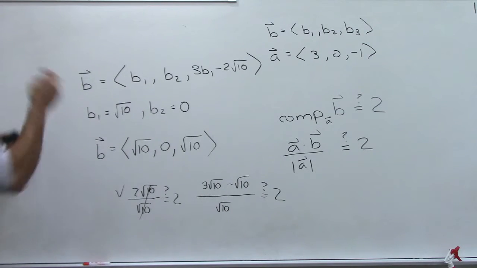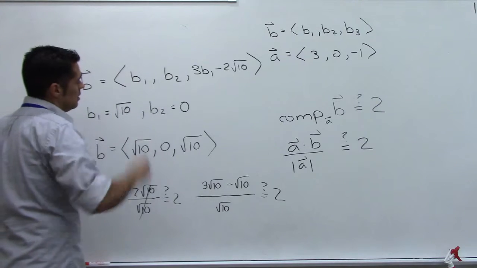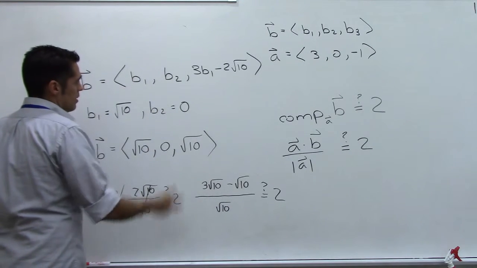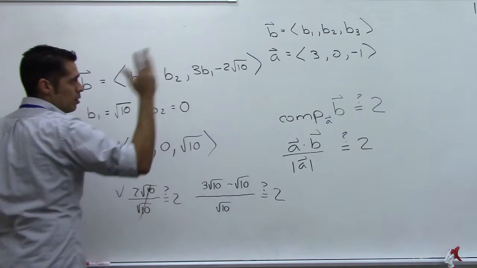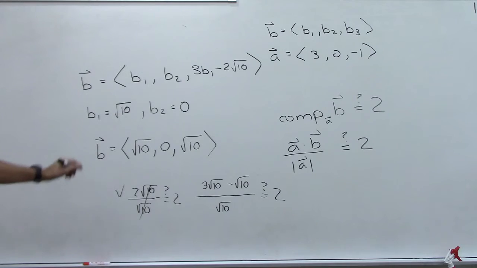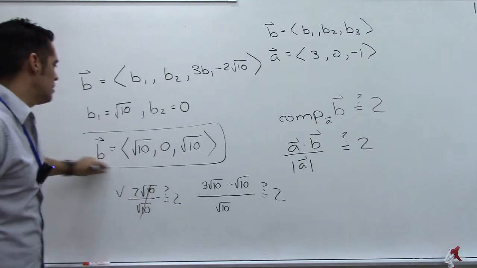So there's an infinite number of answers I could have here. I could have changed this B2 to a 1, it would have worked. I could have changed the B1 to 5 and then worked through and figured out what this is. So infinite number of answers. This is one specific answer.